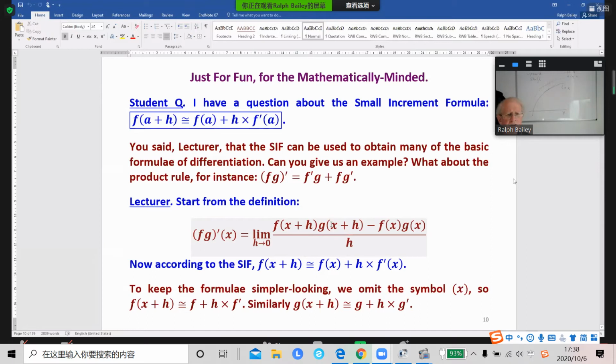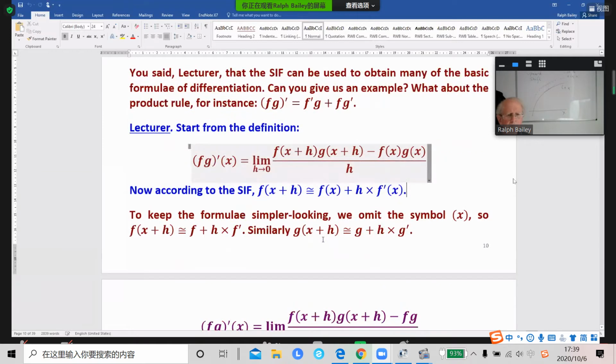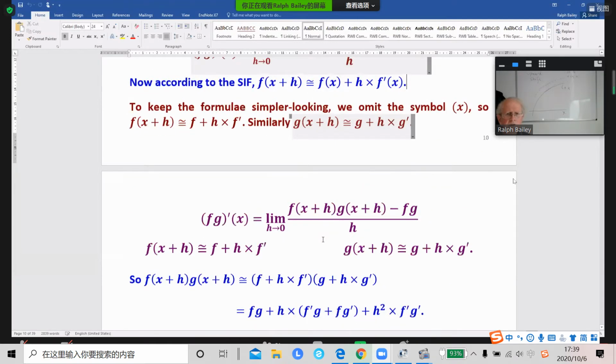So to keep things simple, I'll still write f of x plus h, but whenever I have anything that just depends on x, like f of x, I'll simply write f. Or f prime of x, I'll simply write f prime. So that'll cut down the amount of ink. Let's do that up here.